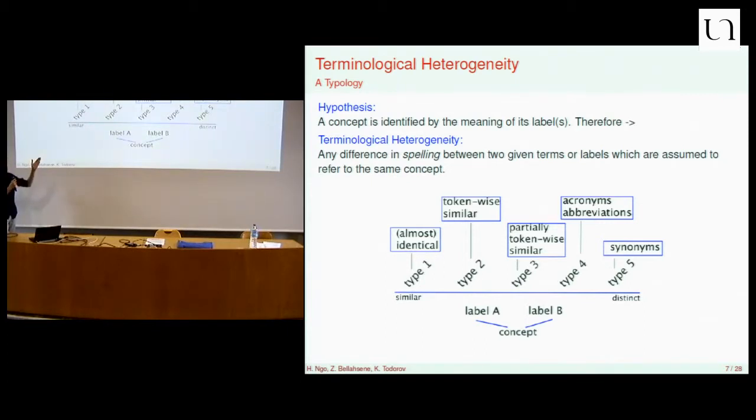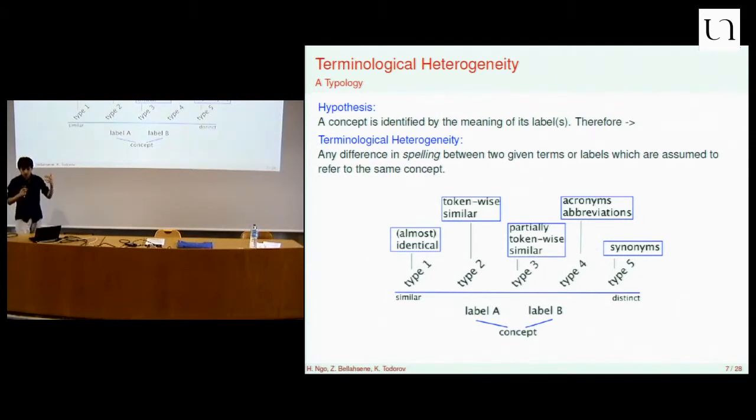Okay, we have introduced here a scale of the different heterogeneity types, starting from type 1 heterogeneity, in which we find almost identical labels. There we talk about tiny variations in spelling, like typos or singular versus plural, and so on. Then we can have more complicated cases in which we have composed labels, and we have token-wise similarity of the components of each label. For example, you can have a conference banquet versus banquet conference.